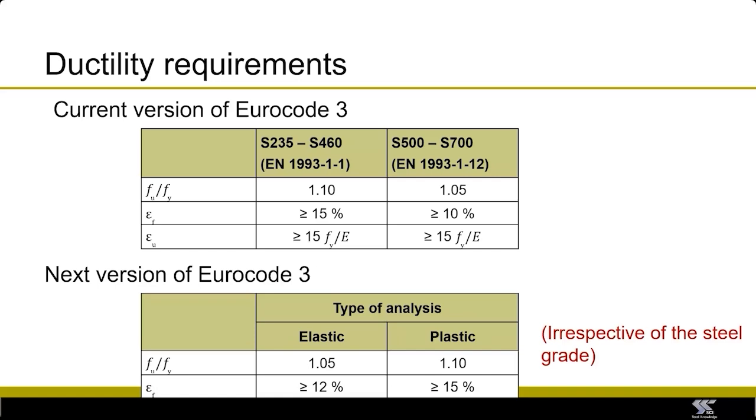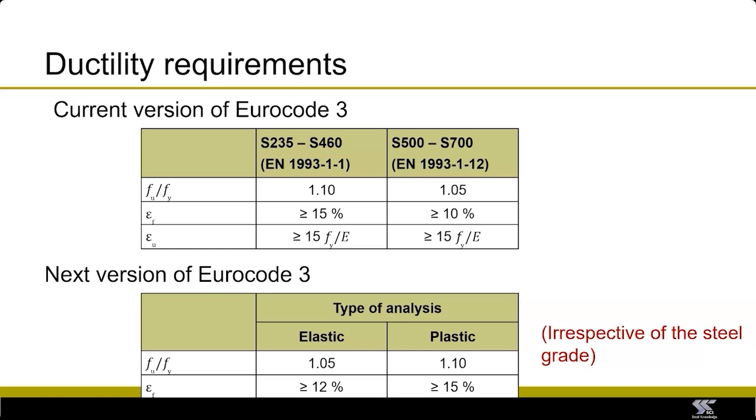So in the next version of Eurocode 3, all steel grades will be subject to the same ductility requirements. And also the ductility requirements are going to be more restrictive when the design is based on a plastic analysis as opposed to an elastic analysis, which makes sense. Also, the requirement on the ultimate strain will be removed.